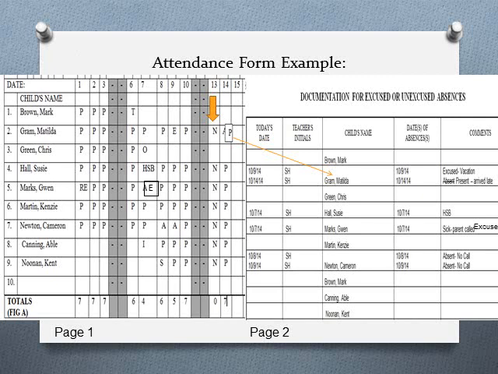Since the teacher had already marked Matilda absent on page 2, she will cross out the word absent and write an explanation. Remember, we cannot use whiteout on this form. Simply write over the codes and strike out on page 2.